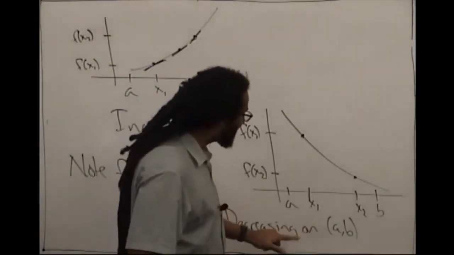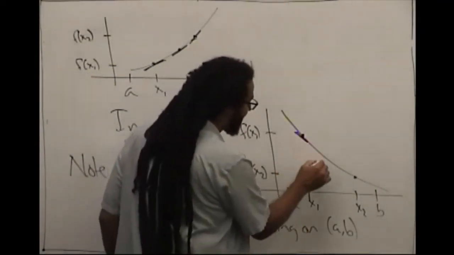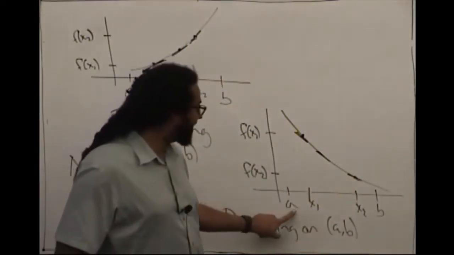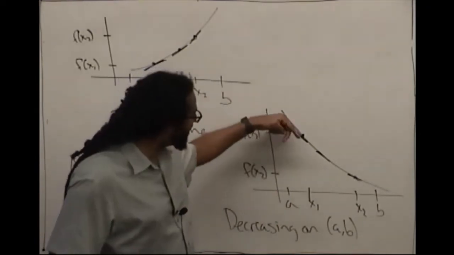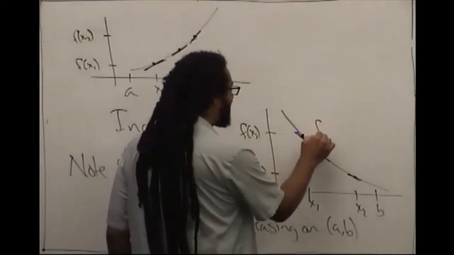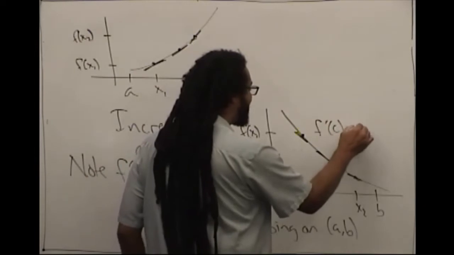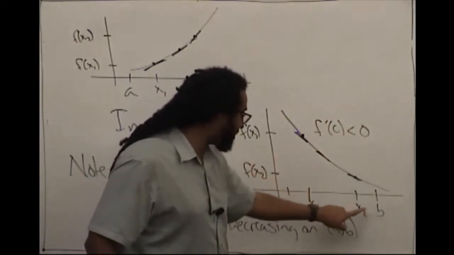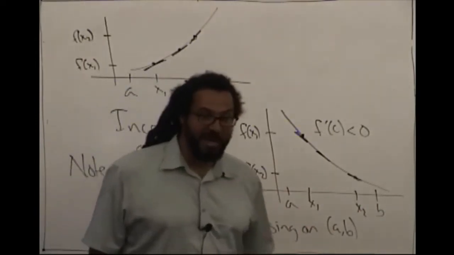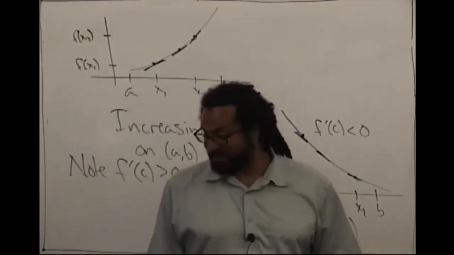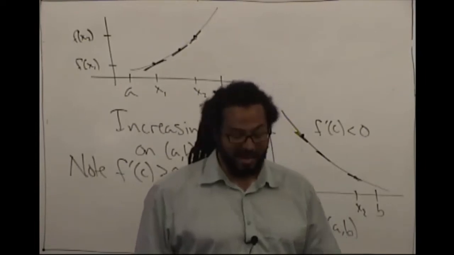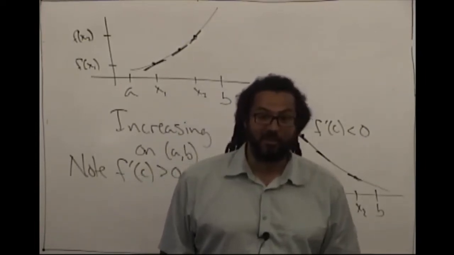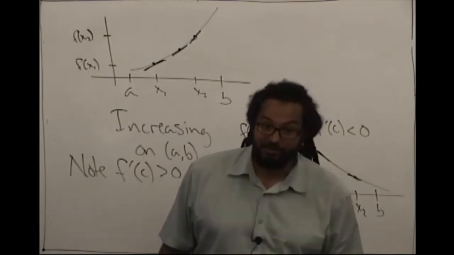And then what about when the function is decreasing? No matter where I draw a tangent line in the interval from a to b, the slopes are going to be negative, right? So f prime of c is going to be negative for any c that I pick in the open interval from a to b. So that's actually a theorem that we'll write down, and we'll do a quick proof of the theorem using the mean value theorem.